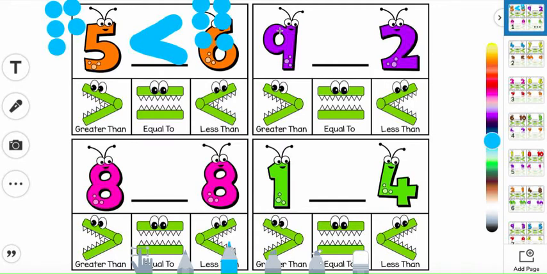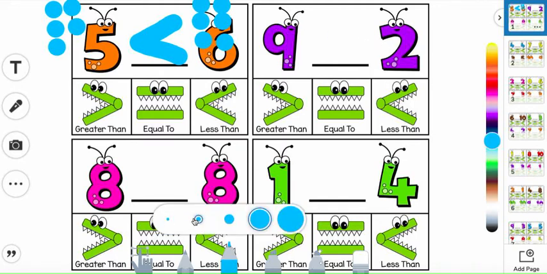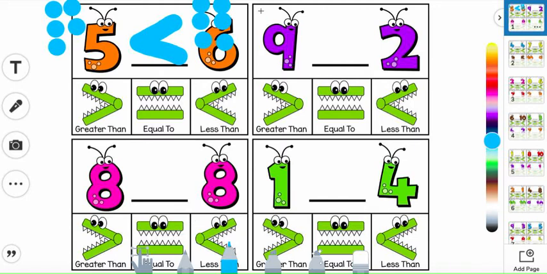Let's take a look at the next one. 9 versus 2. So again, we are going to put our dots up here. 1, 2, 3, 4, 5, 6, 7, 8, 9. And we put 2 dots over here. 1, 2. So now which one of these is bigger than the other? Is the 9 bigger than the 2? Or is the 2 bigger than the 9?